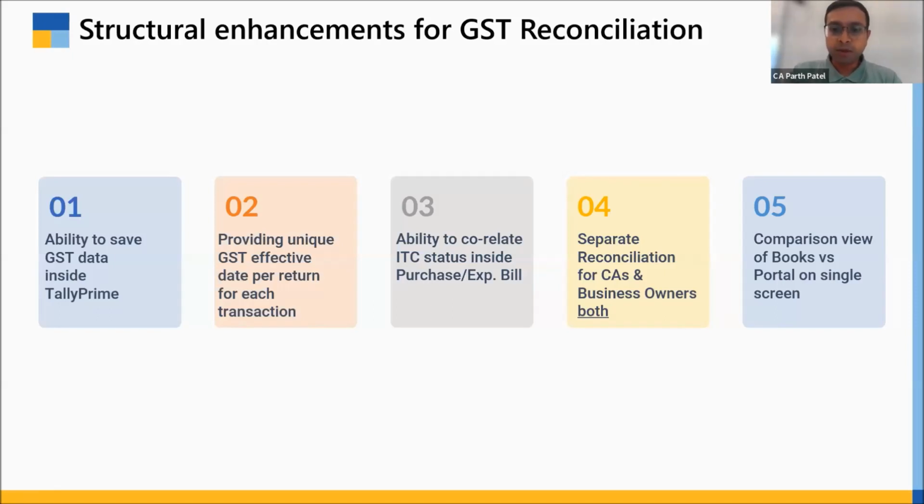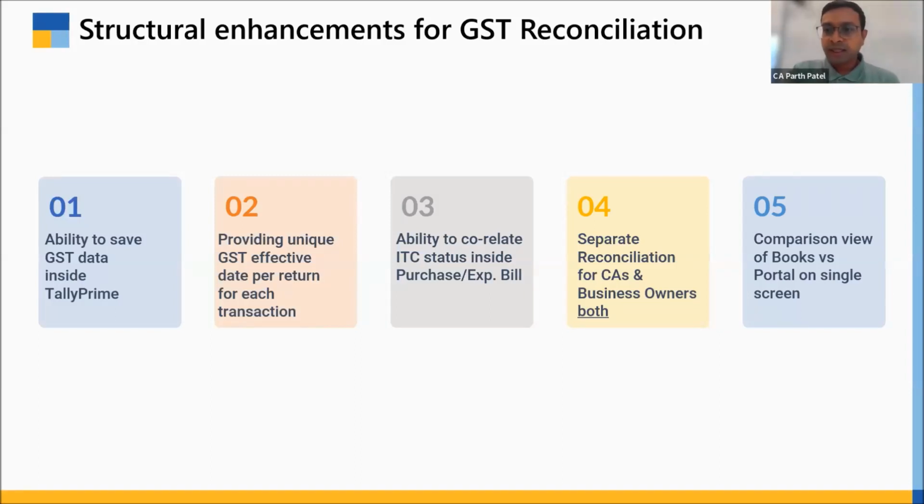So it is very important at the outset of ITC reconciliation that the problems of business owners as well as the problems of chartered accountants who are doing reconciliation for statutory purpose, both have to be solved in a holistic manner. So that's why Tally has also come up with the GSTR 2B reconciliation as well as GSTR 2A reconciliation for business owners.